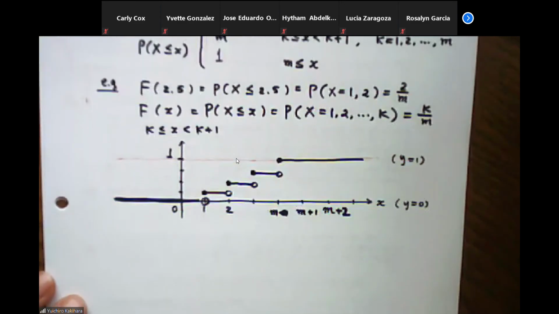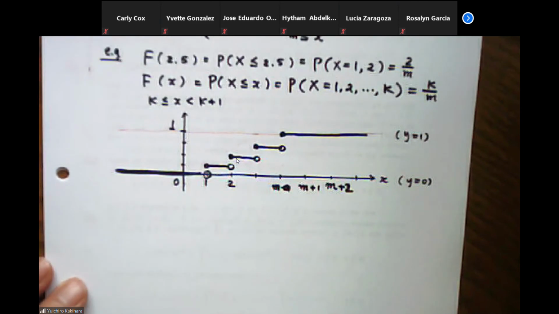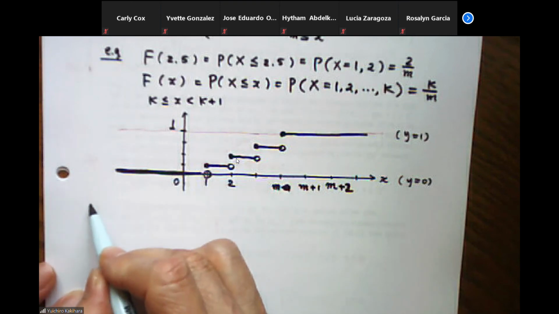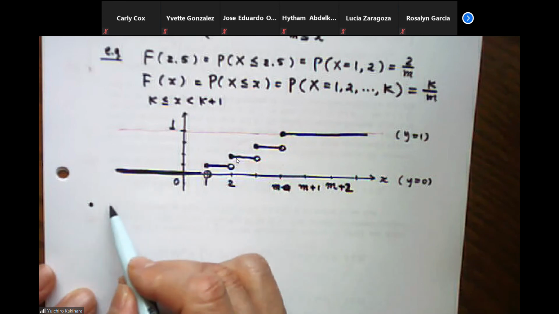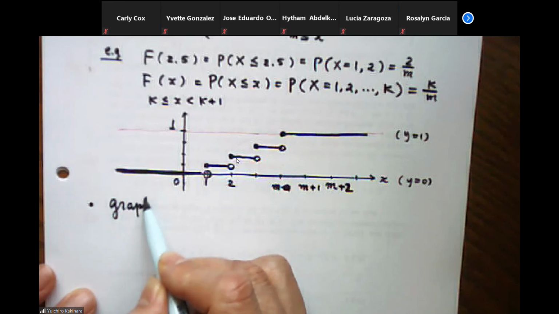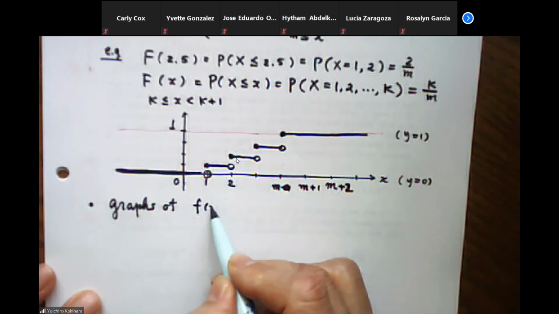So anyway, this is a graph of the cumulative distribution function. And then one more thing I have to do: a graph of the probability mass function. Okay? Probability mass function. So this is a graph of the cumulative distribution function. So now I'd like to get the graphs of f of x.